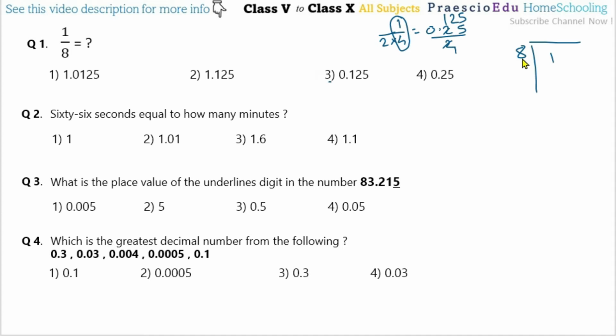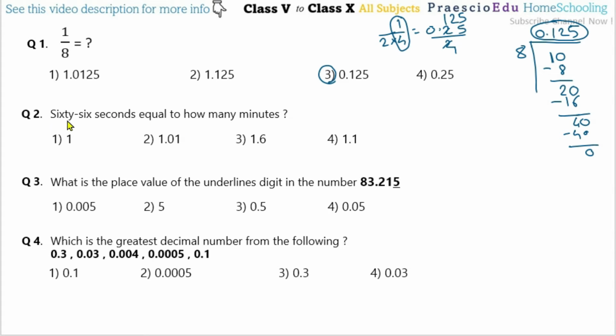And another way is the division by 8. 1 divided by 8, sorry, it cannot be divided, so we will take a decimal point here, 0 point, so it will become 10 now. So 8 ones are 8. Okay, so the remainder is 2, which means 20. So now 8 twos are 16. Okay, so the remaining is 4, which means 40. So 8 fives are 40. Okay, so the remainder is 0. So the quotient is 0.125 and this is given in option number 3.